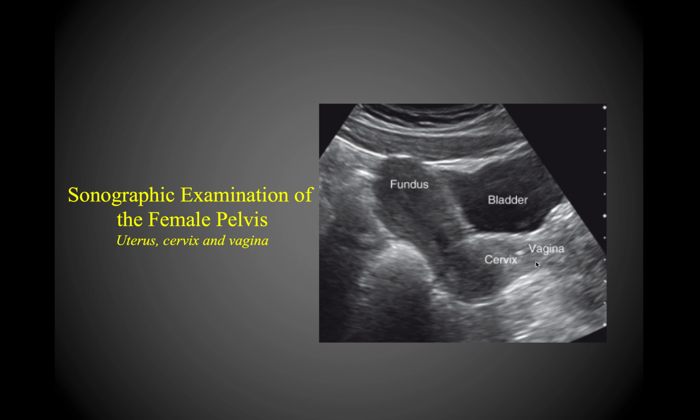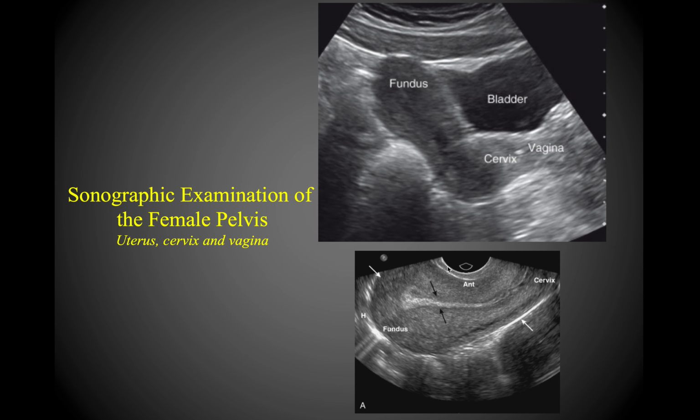This is the vagina down here. And then you have the cervix before we transition into the uterus. And then the fundus of the uterus is going to be located right up here. So again, you get some of those important relationships relative to the ultrasound image. So this is a very typical view of the female pelvis, and in this case, we're looking at a transabdominal view of these structures.